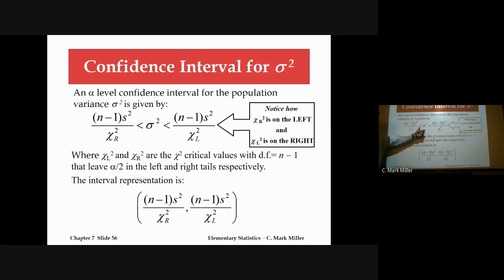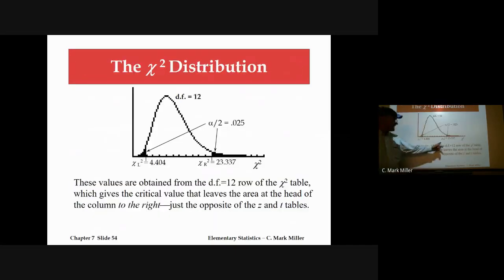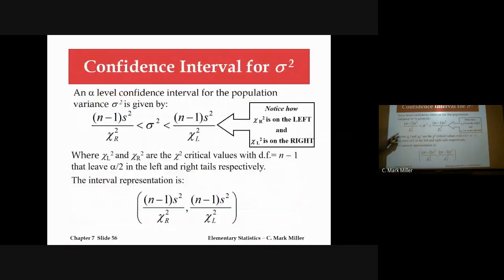Now notice, since the numerators are the same, for the left endpoint to be less than the right endpoint, look at this. We have chi-squared R, so your right chi-squared value. Now your chi-squared R was this guy over here. So you're going to put your 23 on the left, and you're going to put your 4.04 on the right, in this case.